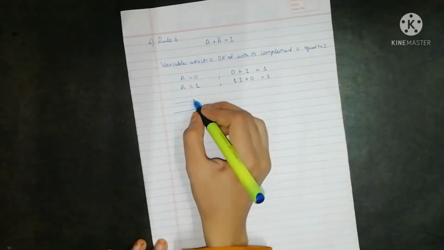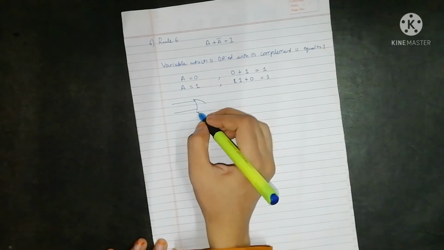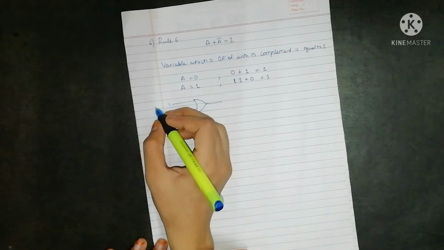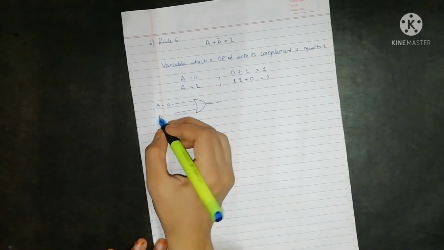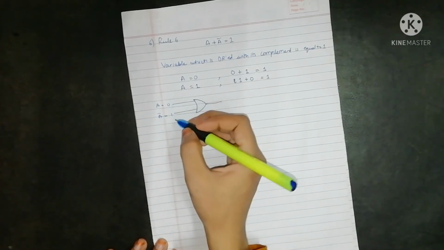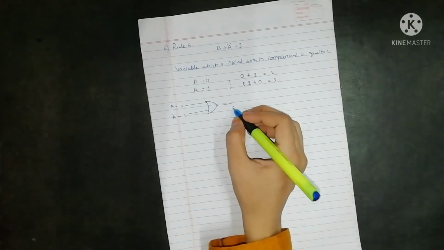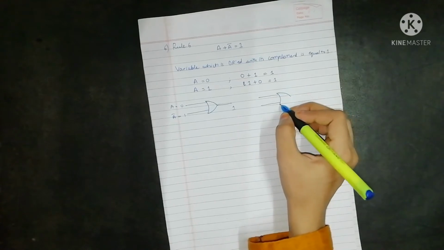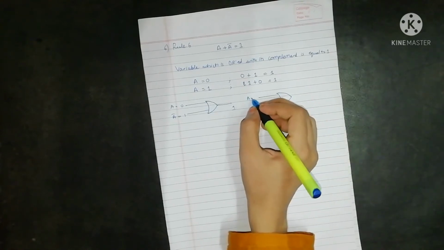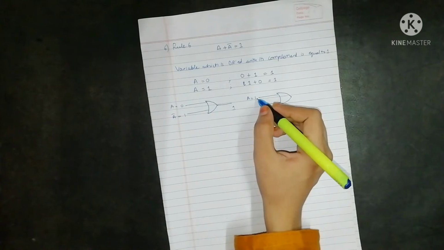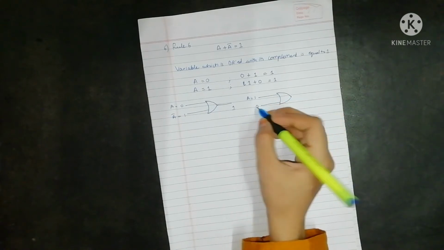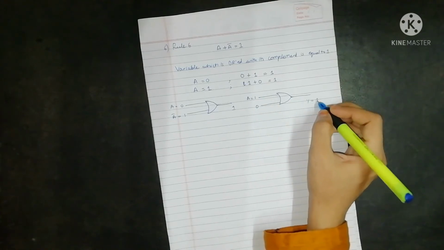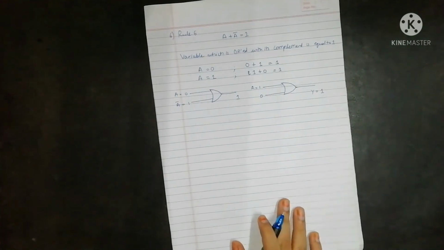You can see this in the form of a logic gate also. Take an OR gate, supply the input as 0, this is my variable, and the complement of the variable, that is 1, so 0 plus 1 will give us 1. And here, take the OR gate, this time the variable value will be 1 and we will take the complement of 1 in the next input, that is 0, so the output is 1 plus 0, that is 1. This was rule number 6.